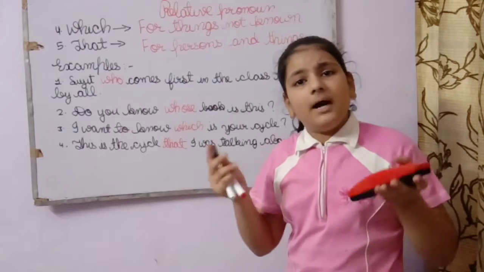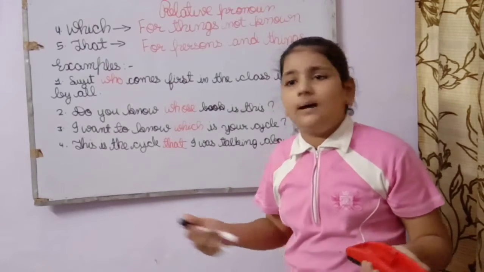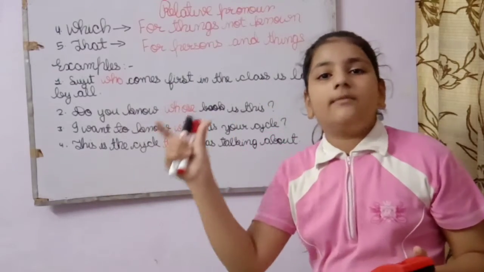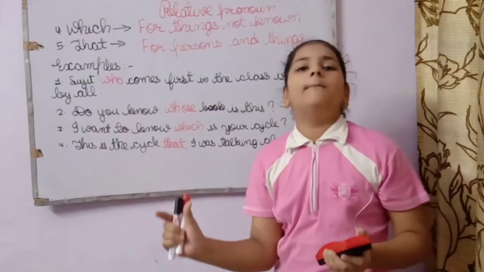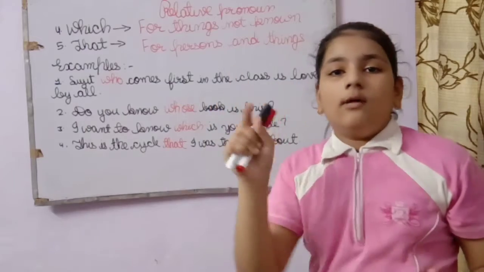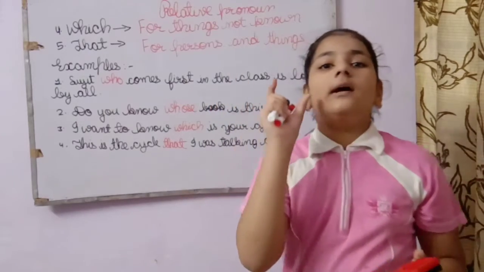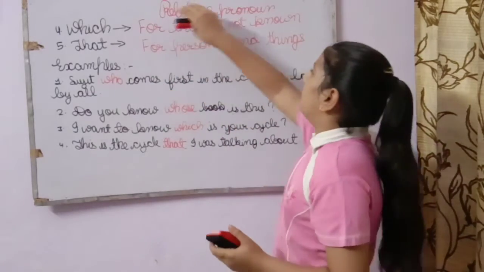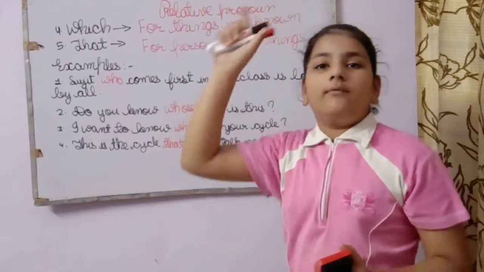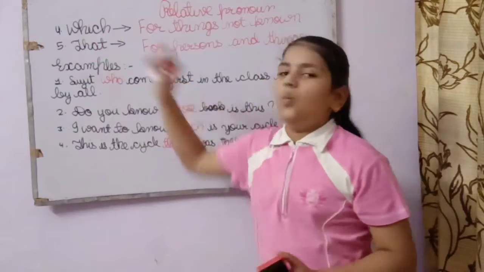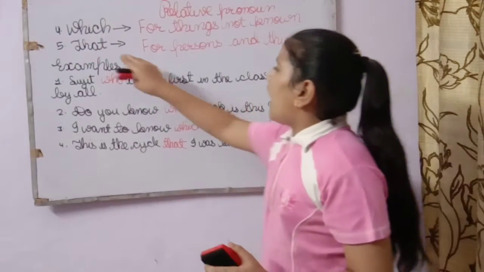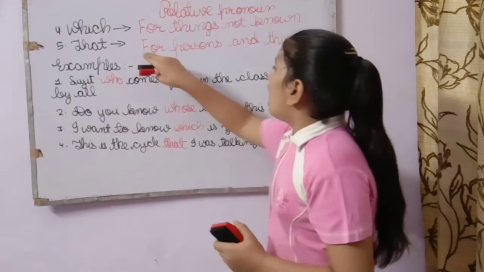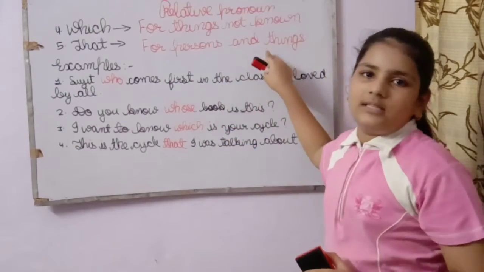These are the same, but what is the difference between them? The difference is that in "who" we have to remember it is only about persons which we don't know. But when we are talking about things which we don't know, we have to write "which". Okay, and now "that": in this situation we are going to use "that" for persons and things.